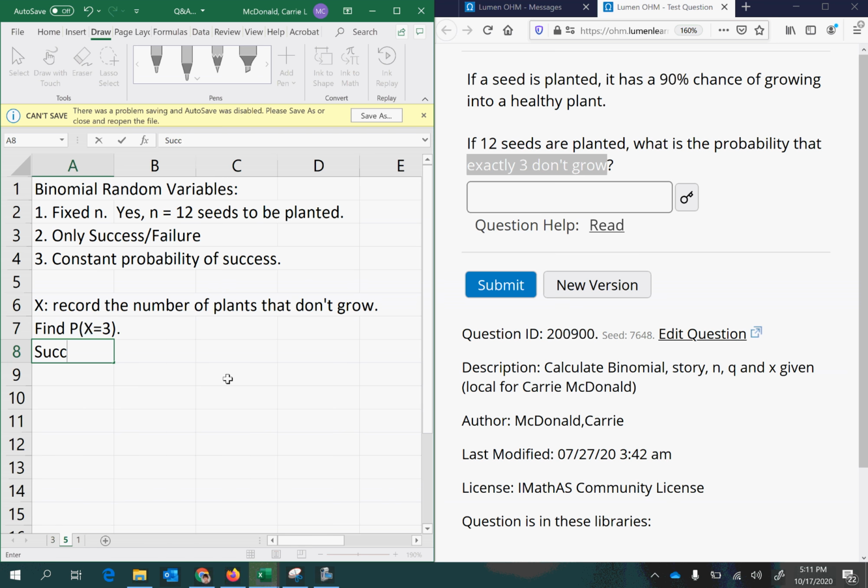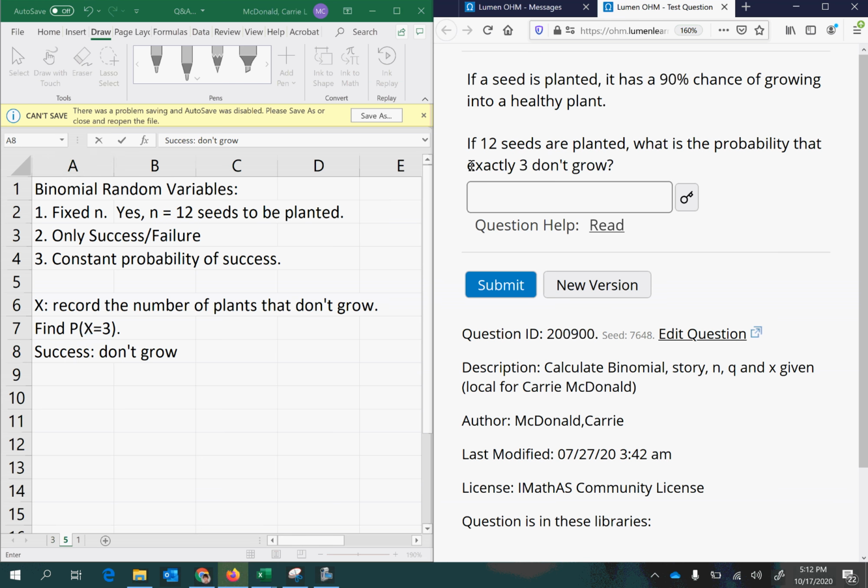So the success would be that they don't grow. Each time you plant a seed, it'll be considered a success if it does not grow into a healthy plant, because we are interested in getting a certain number that don't grow. I know that sounds counterintuitive because normally you would think of a plant growing as being successful, but you always look at success from the perspective of what it is you're recording or what it is you're interested in finding the probability of. So then the failure would be that they grow into a healthy plant.